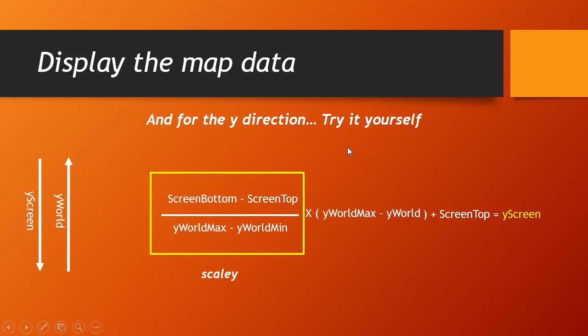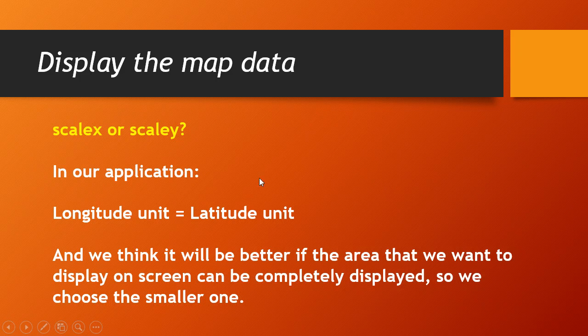So of course, we can use skew x in the x direction and use skew y in the y direction. But under that situation, we will find out that our map in the x direction and in the y direction don't have the same display ratio. And now we can come to this page. Why do we need to choose one? Why do we need to choose skew x or skew y in our application?